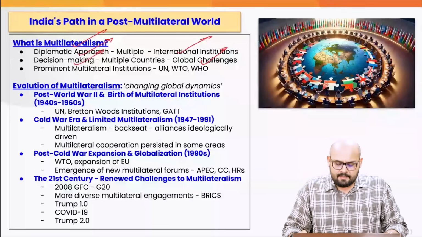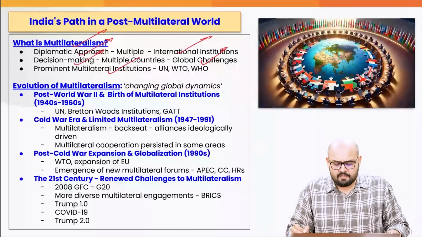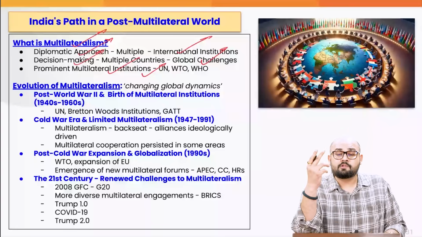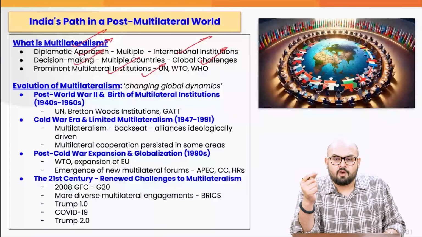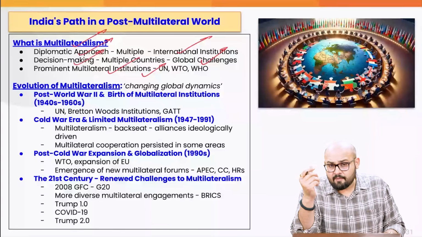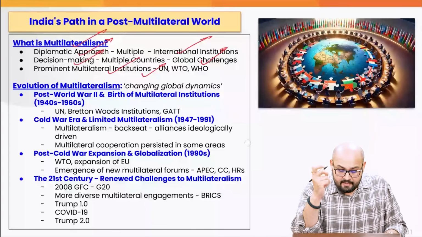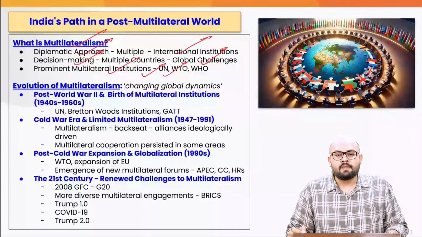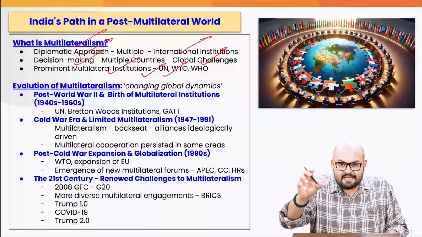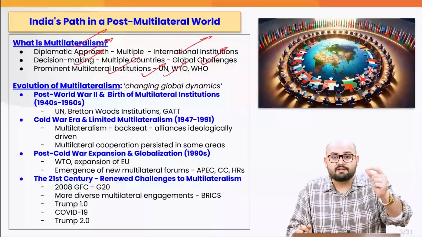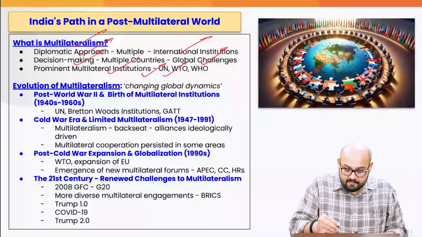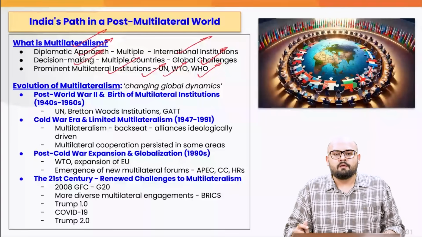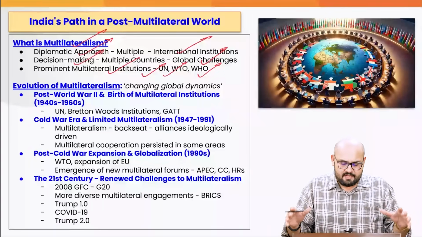What are the prominent multilateral institutions around the world? We have the United Nations, which was primarily established to secure the peace and development of different countries around the world. Next, we have the World Trade Organization, which primarily focuses upon facilitating trade so as to reduce tariff and non-tariff barriers. Then we have the World Health Organization, which looks into the overall health aspects.